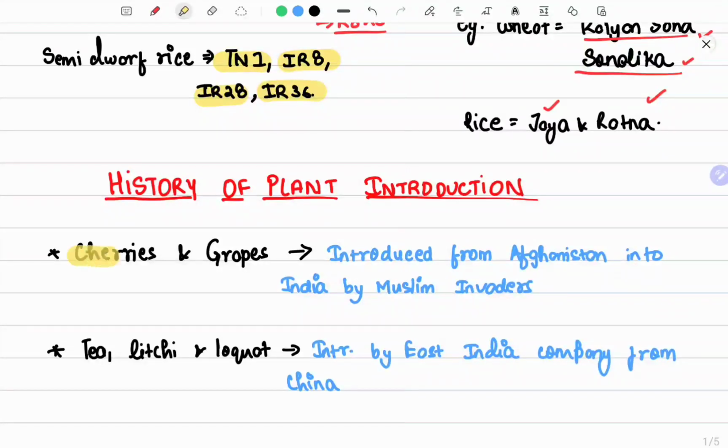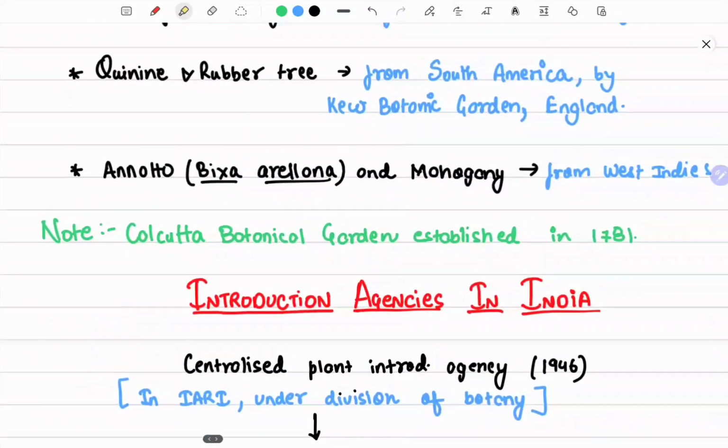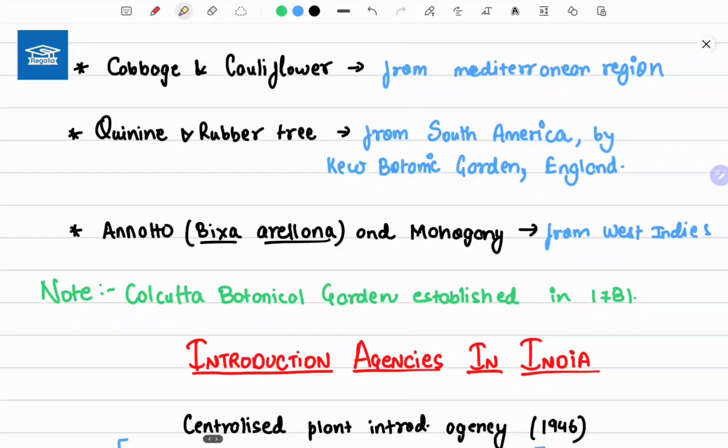The first example is of cherries and grapes. They were introduced from Afghanistan into India by Muslim invaders. Second is tea, lychee and locust. These three crops were introduced by the East India Company from China into India. Now cabbage and cauliflower were introduced from the Mediterranean region, and hence they prefer cold climates because they originate from the Mediterranean region.